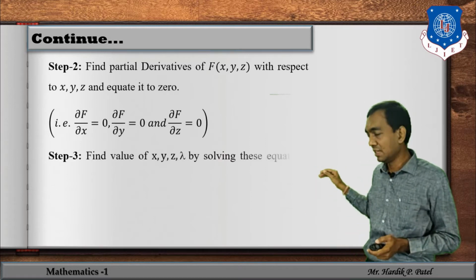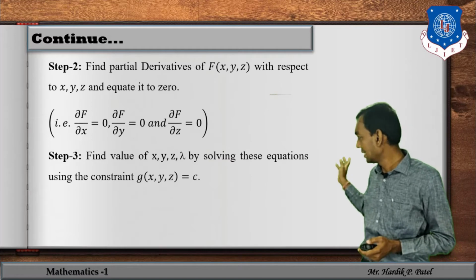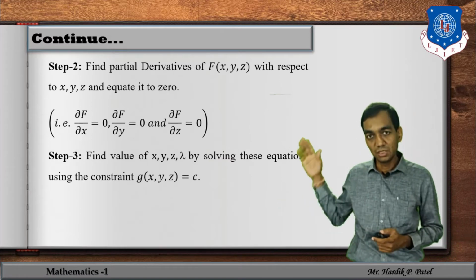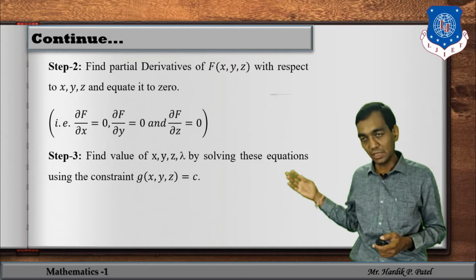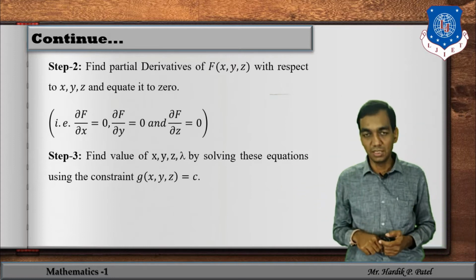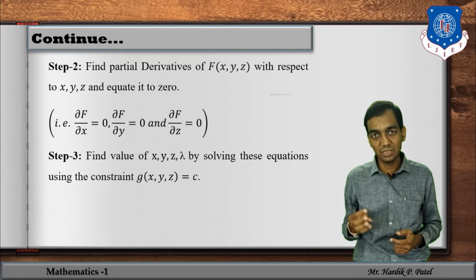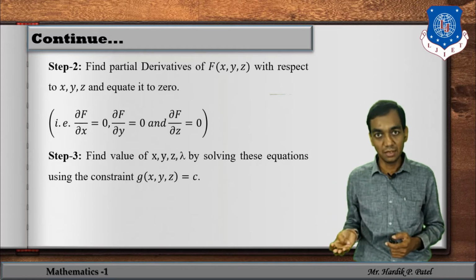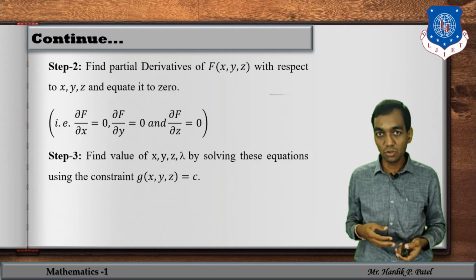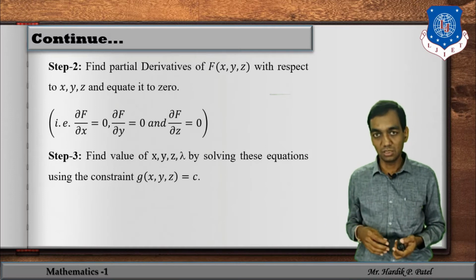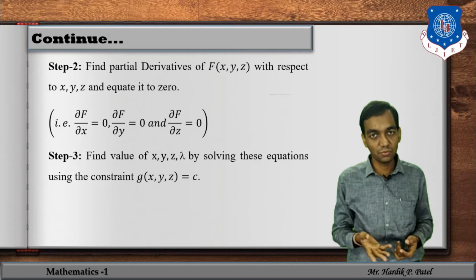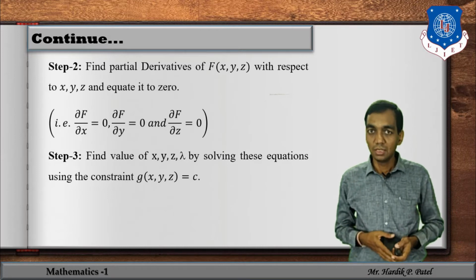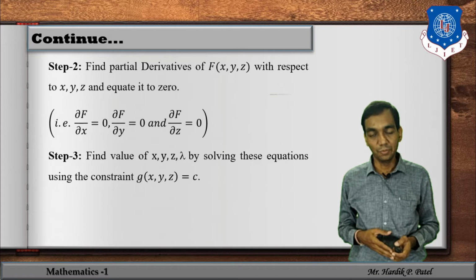Now, in step 3, find the values of x, y, z, and lambda from the above three equations, and using the condition g of x, y, z equal to c. Because you have four variables, x, y, z, and lambda, and to solve them you need four equations. So the above three equations and the fourth one is our condition. So we have four equations to solve the four variable system.